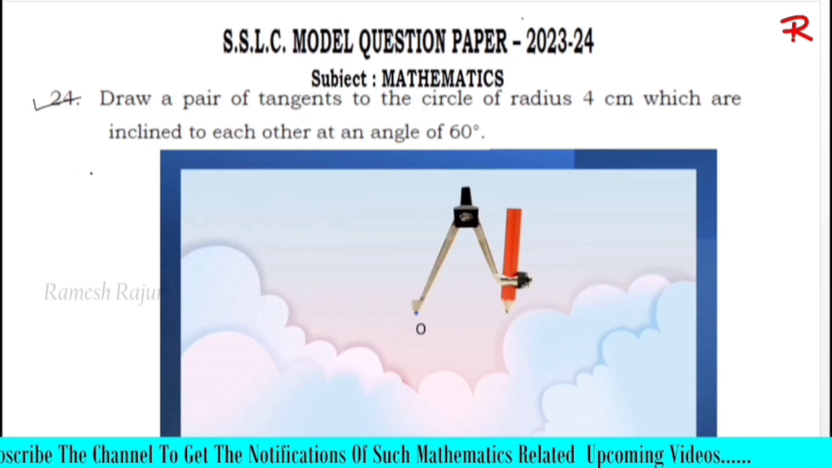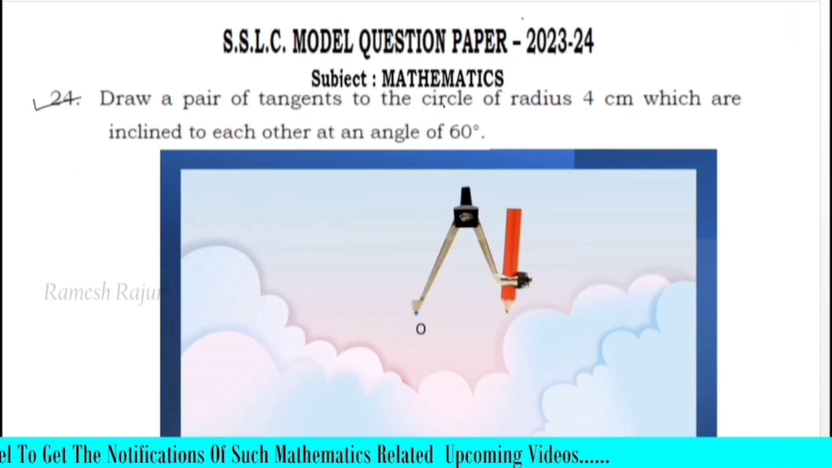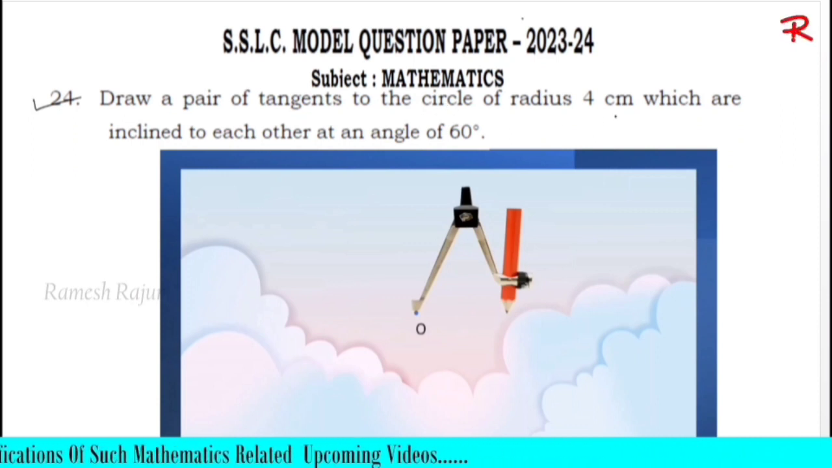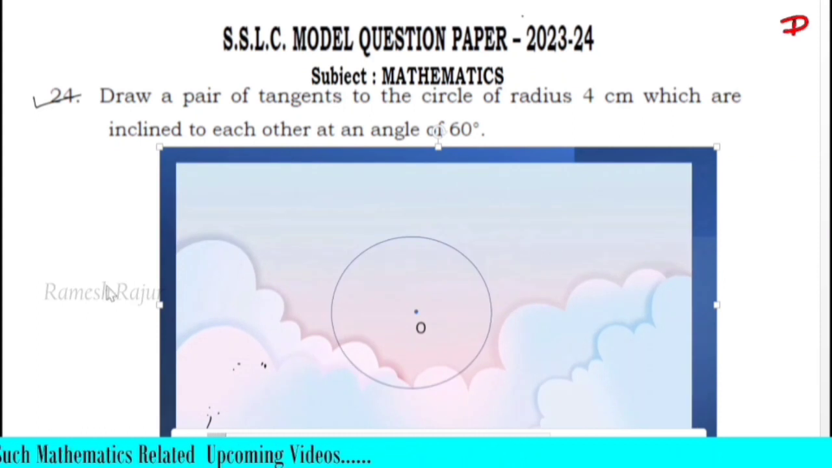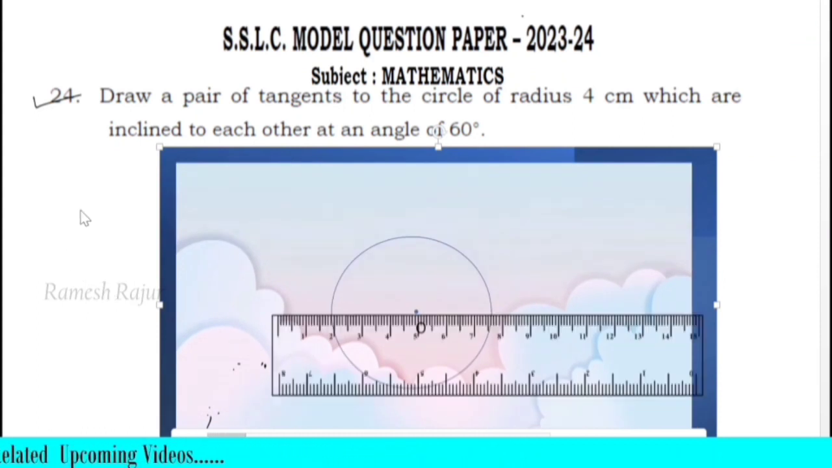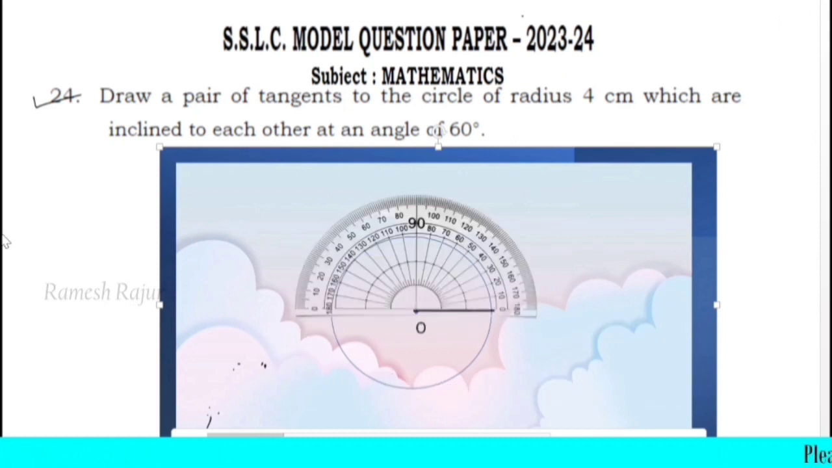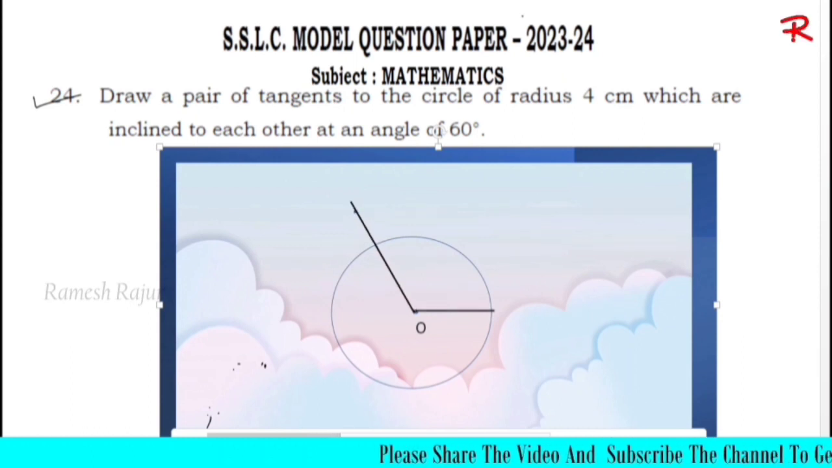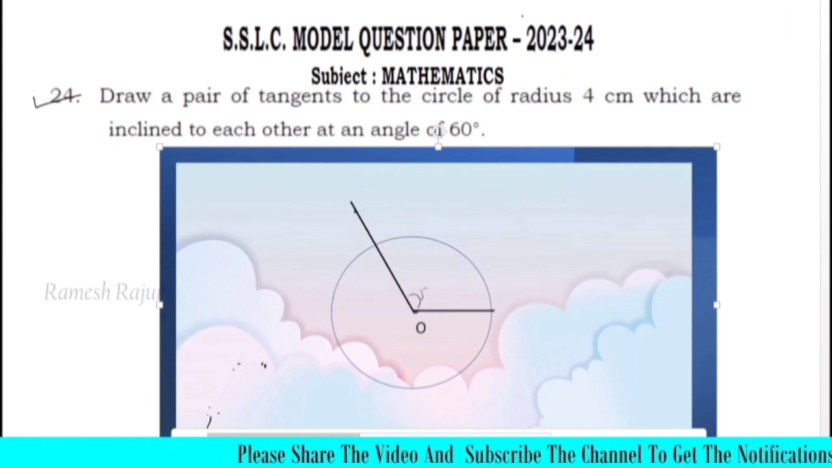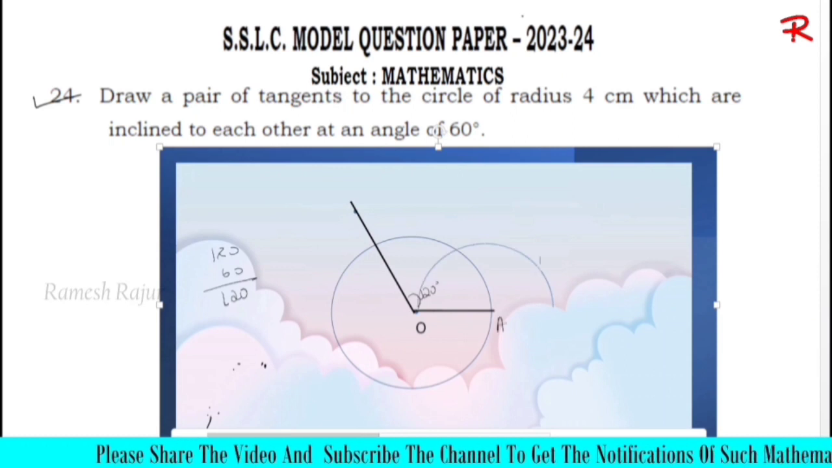Next question. Draw a pair of tangents to a circle of radius 4 cm which are inclined to each other at an angle of 60 degrees. First draw a circle of radius 4 cm. At the center of the circle O, draw an angle of 120 degrees because 180 minus 60 is 120 degrees. Let it be the 120 degrees.